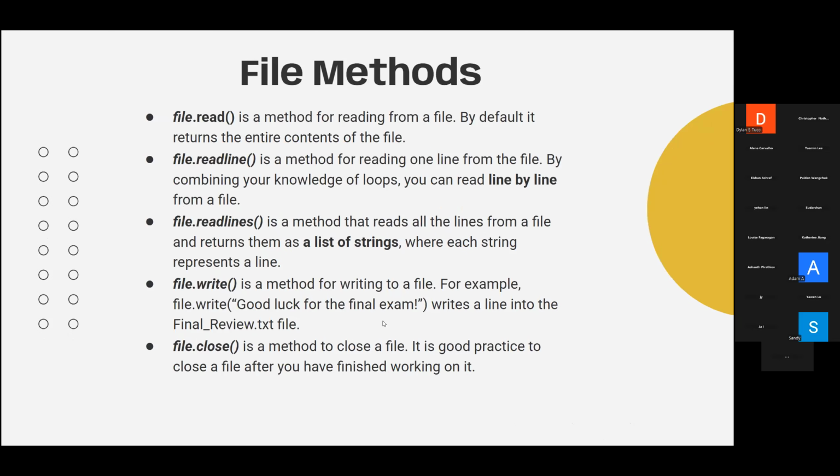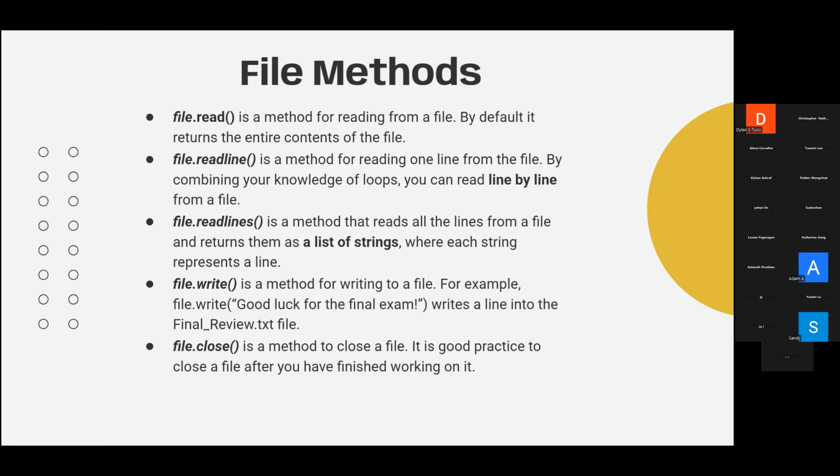Next, let's talk about some file methods. We have read, readline, readlines, write, and close. First, file.read is a method for reading a file. This will return the entire content of a file as a string. Secondly, we have file.readline, which is a method for reading one line from the file. By combining your knowledge of loops, we can read line by line from the file.